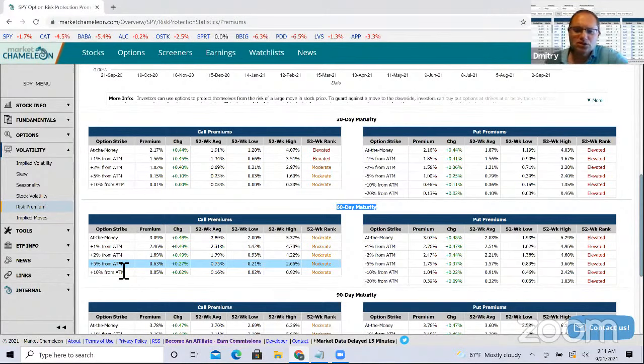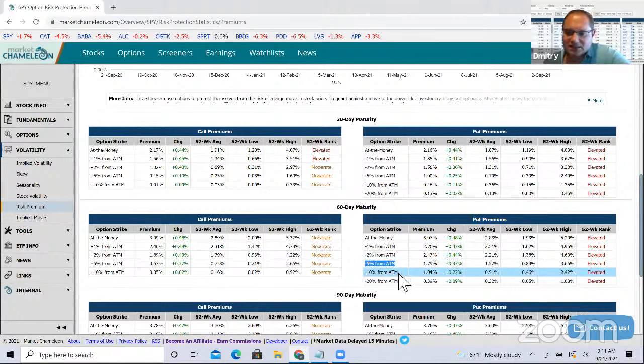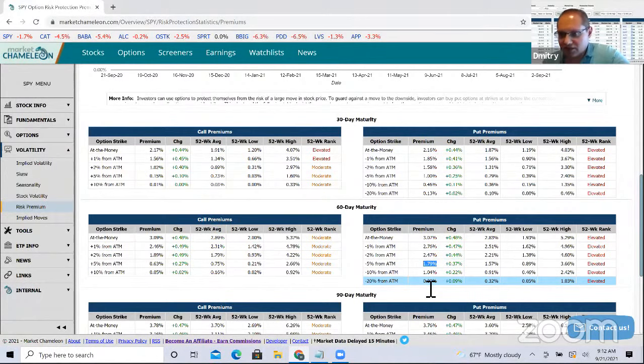So let's take a look at a 60-day maturity. And here's a put premium, and I'm going to go 5% out of the money. So this is a put that's 5% below the spot price right now. And that put premium right now is telling us that it will cost us 1.79% in premium. Okay, put premium. So imagine if the stock is at 100, it costs us $1.79.